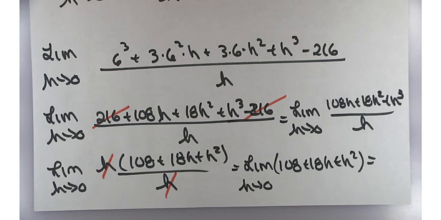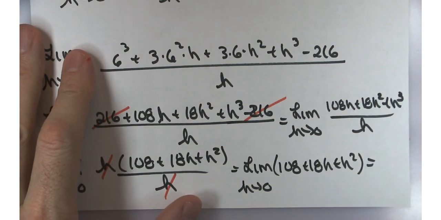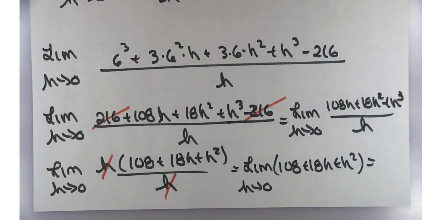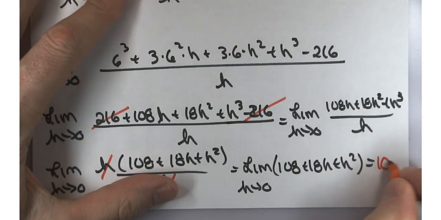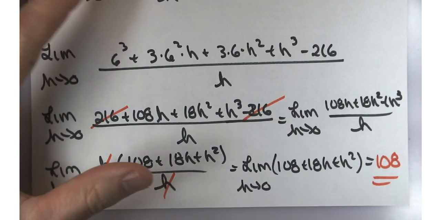What do we get? Yeah, 108. Just plug in the limit. At this point, just plug in the limit, and you end up with 108. Nice.